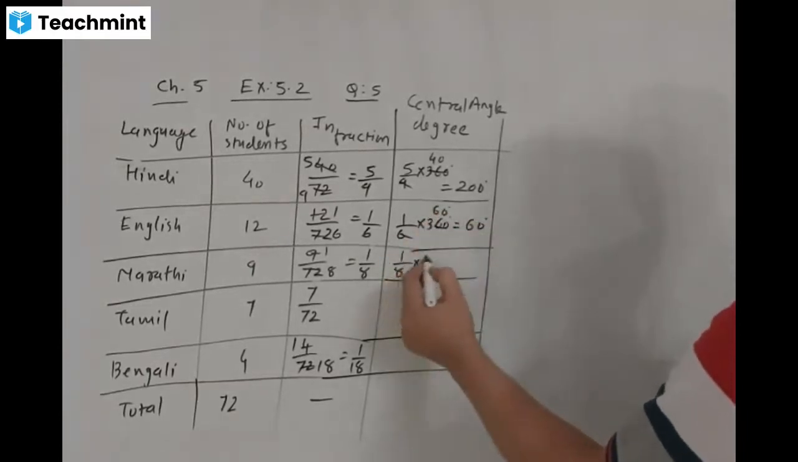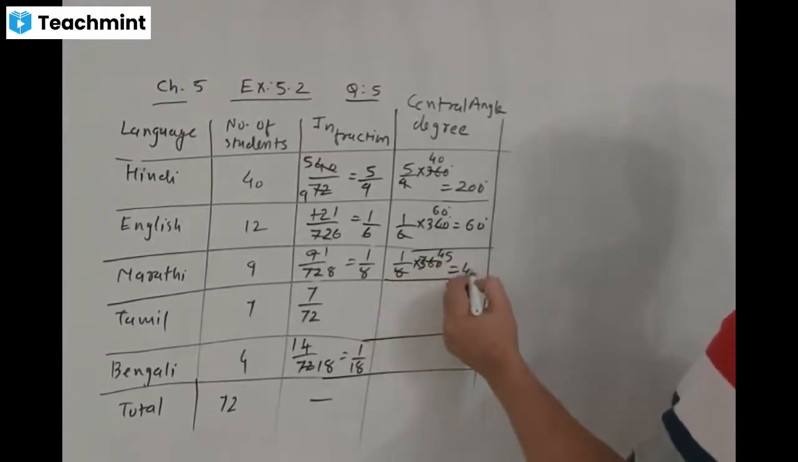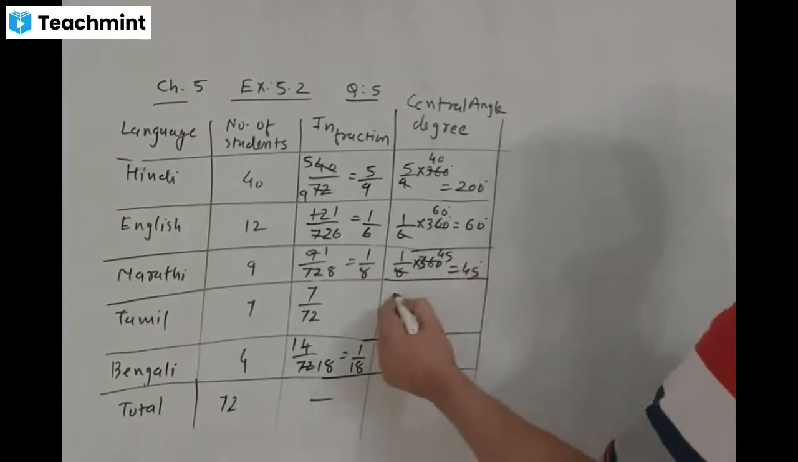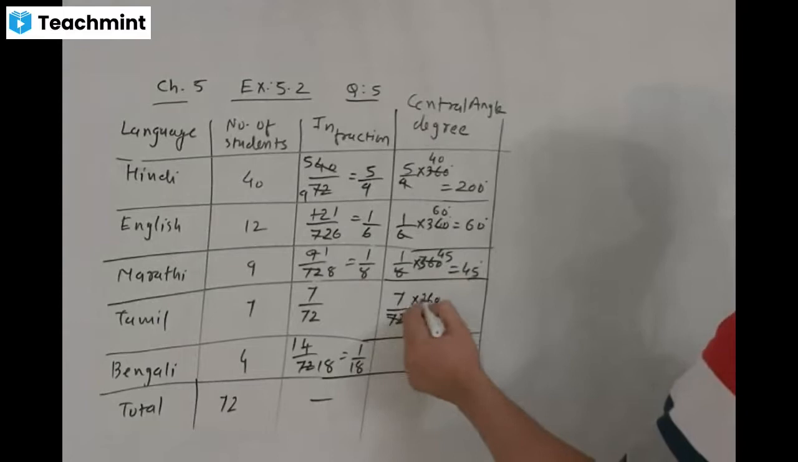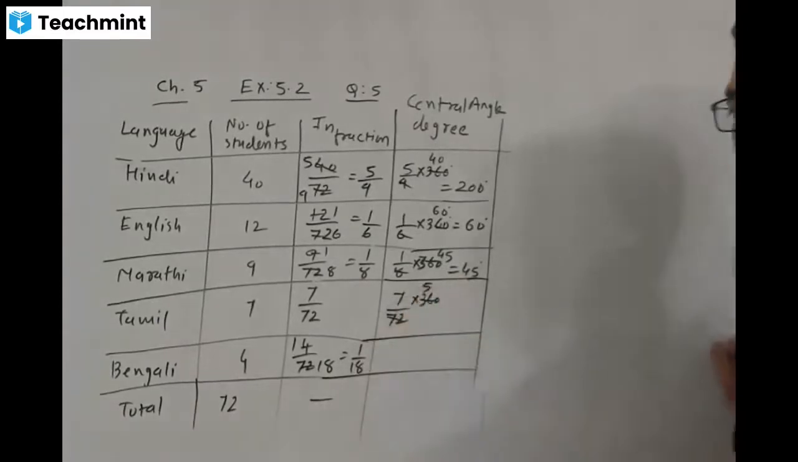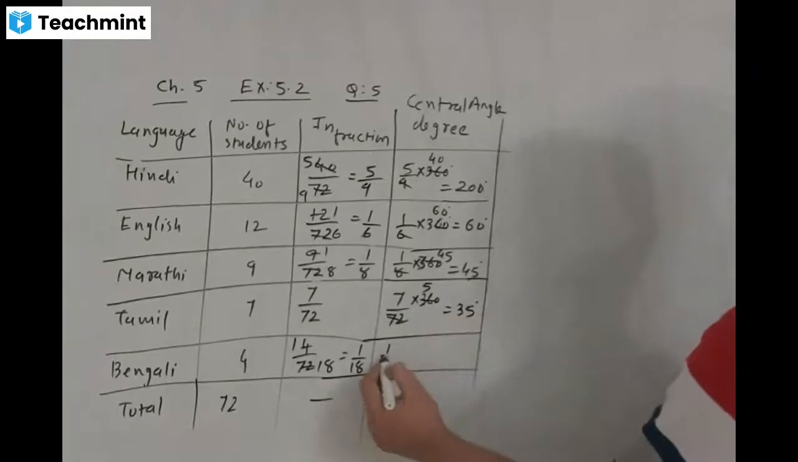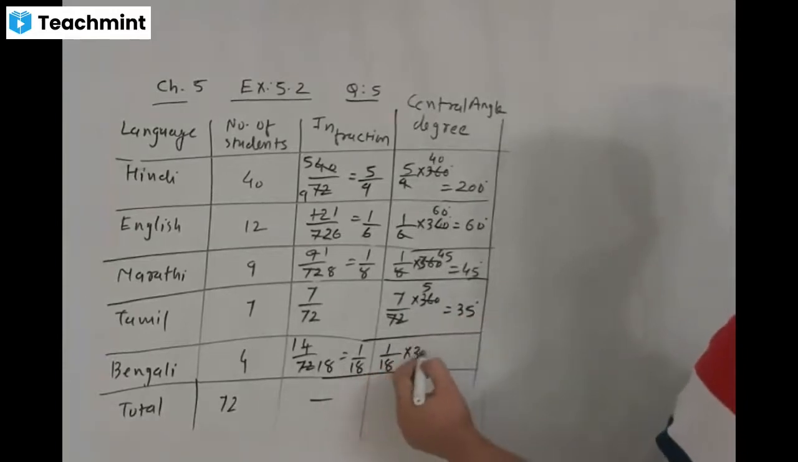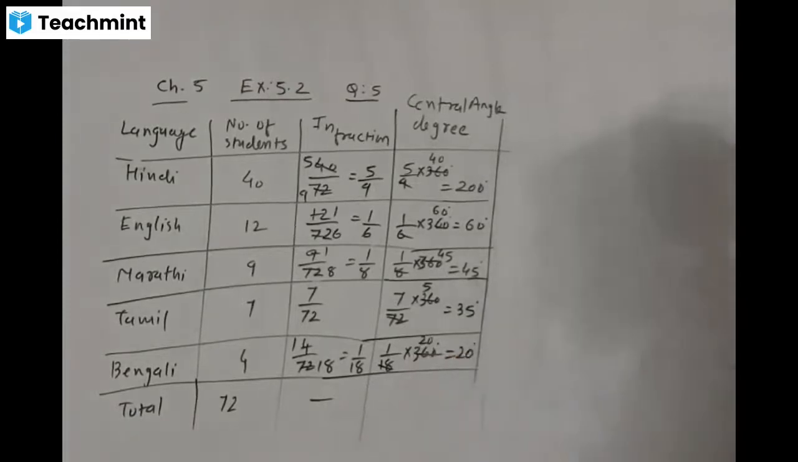1 by 8 multiplied by 360 is equal to 45 into 1. That angle is 45. 7 by 72 into 360: 72 fives are 360, 7 into 5 is 35. And 1 by 18 into 360: 18 twenties are 360. That angle is 20.